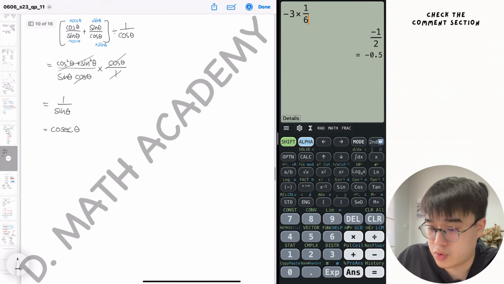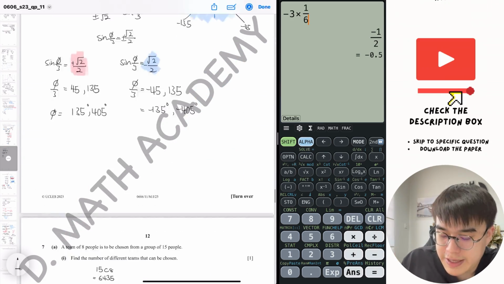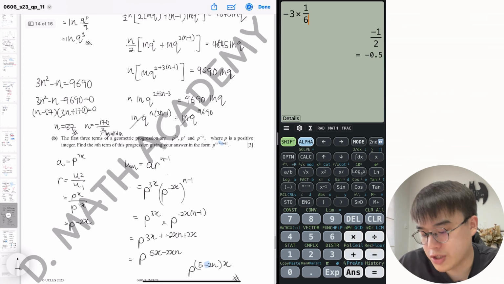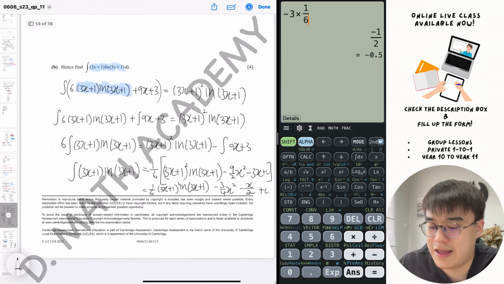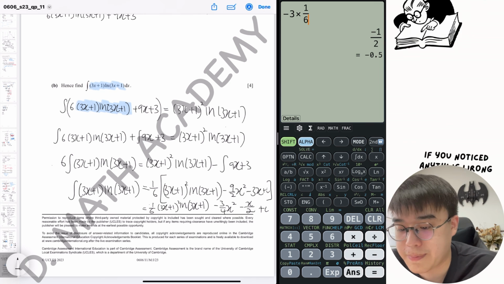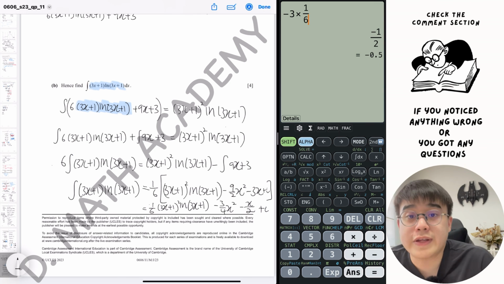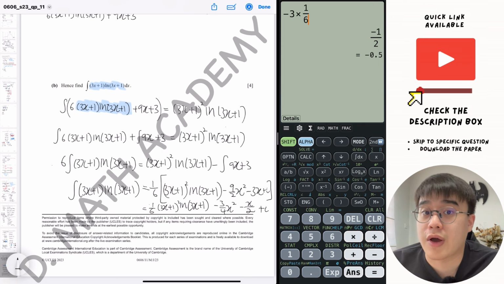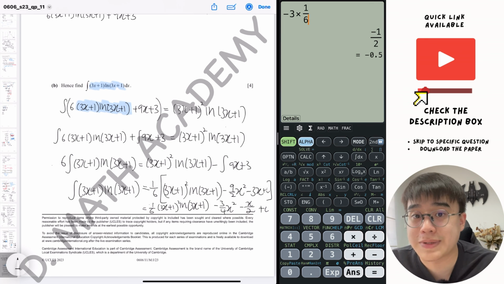6b also. So let me recap again. 6b and then 7b, question 9, and 10b are the hardest questions in this paper. So feel free to give it a try. Print it out, redo it, and let me know if you have any questions down in the comment section.